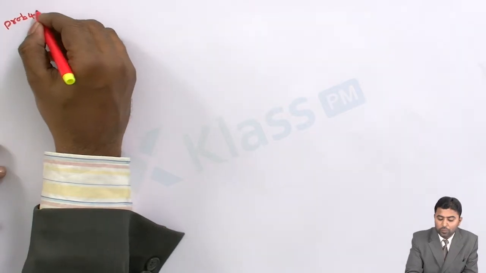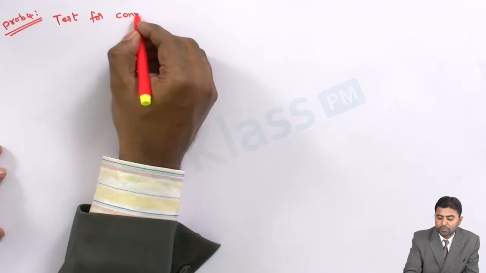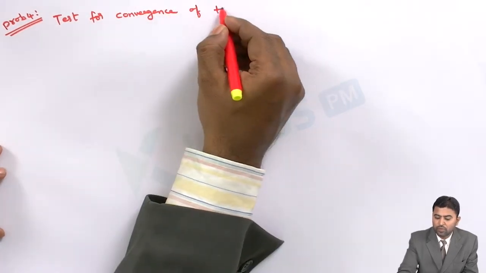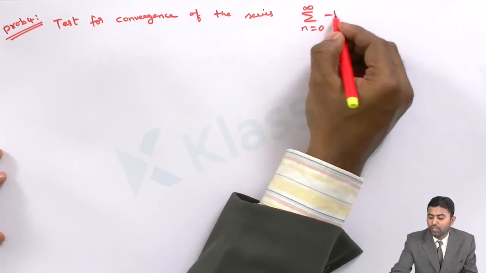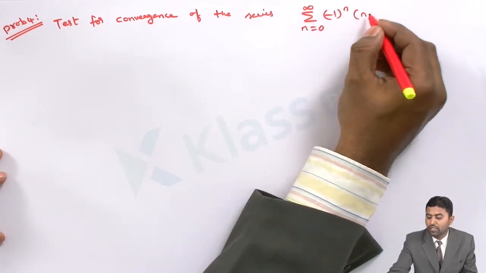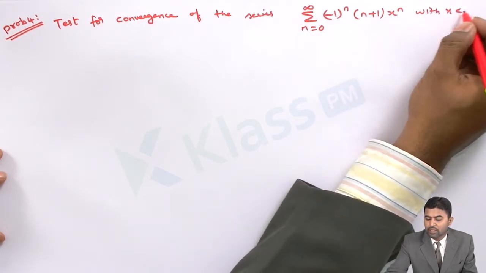Now we'll see problem 4. Test for convergence of the series summation n equal to 0 to infinity, minus 1 whole power n into n plus 1 into x power n, with x less than half.